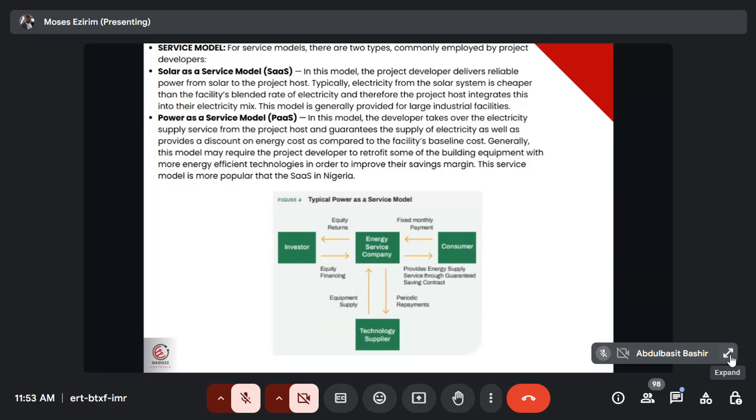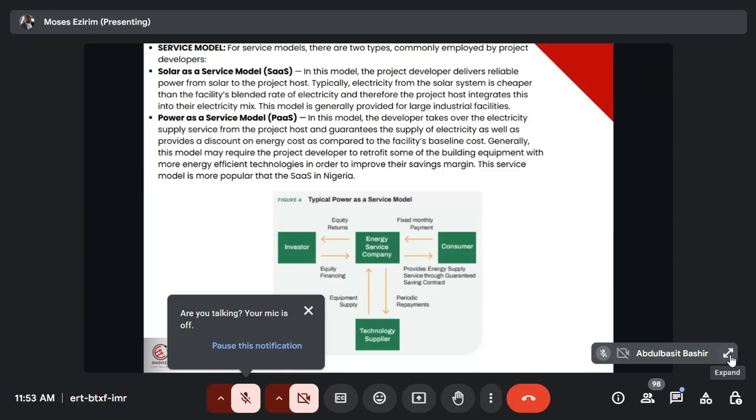And I will tell you, solar as a service too is very okay, but it depends on the capacity. I will advise that for solar as a service, if the capacity is 500 and above, then you can be considering solar as a service. That is when solar as a service becomes financially viable. But if it is 500 below, consider power as a service. Now, I'm going to explain what solar as a service is to you.